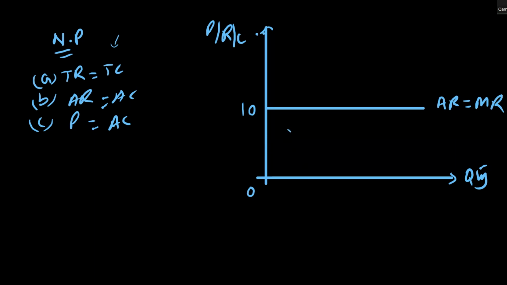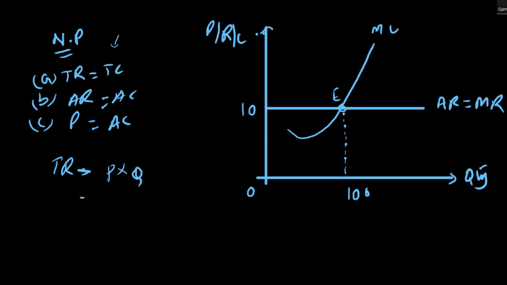And now we have to make the marginal cost curve that looks like this. So this is marginal cost and equilibrium takes place at E where marginal cost cuts marginal revenue from below and we have quantity that is 100 units here. And now we can calculate total revenue at this quantity. Total revenue is equal to price into quantity sold. So price is $10, quantity is 100 units. So 10 into 100 will give us $1,000.